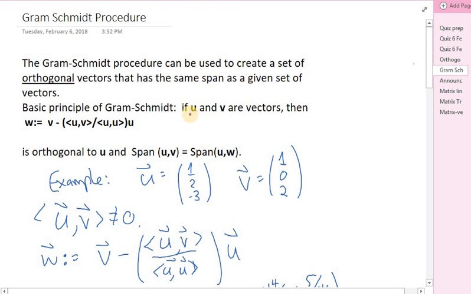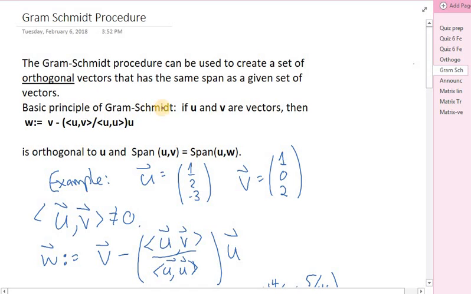Our last topic in orthogonality is the Gram-Schmidt procedure. The Gram-Schmidt procedure can be used to create a set of orthogonal vectors that has the same span as a given set of vectors. Now, we've seen already that span is a very important concept. And we're going to find that orthogonal vectors are very useful. They have very simple properties. So we're kind of putting those two things together, and we'll see later why it's useful.